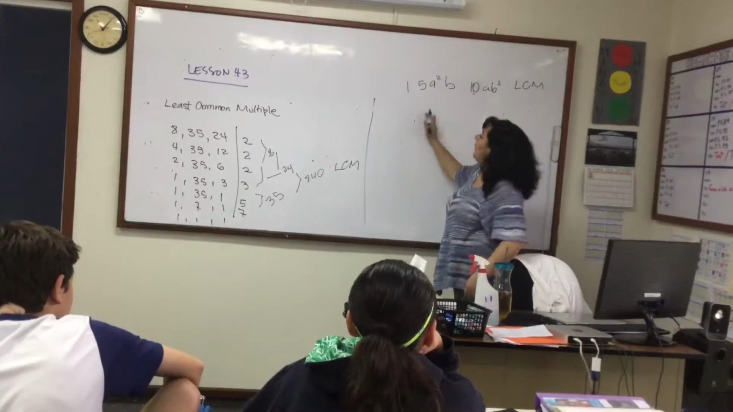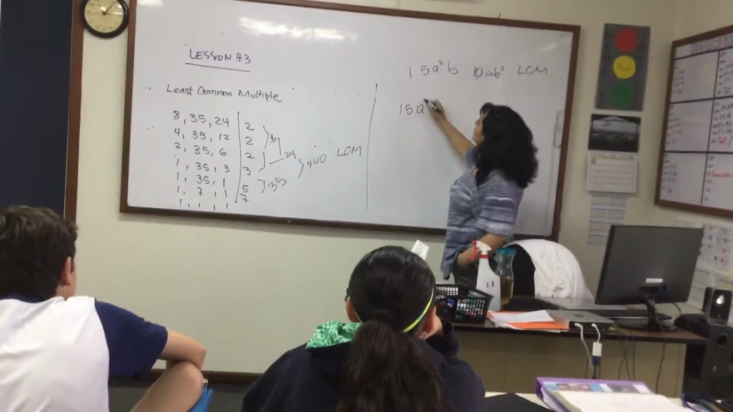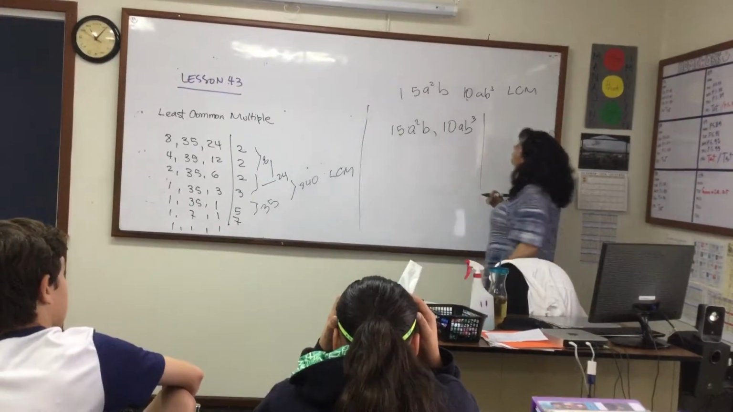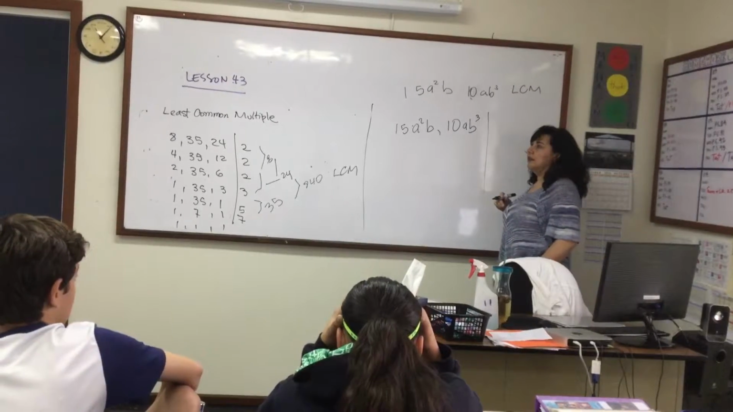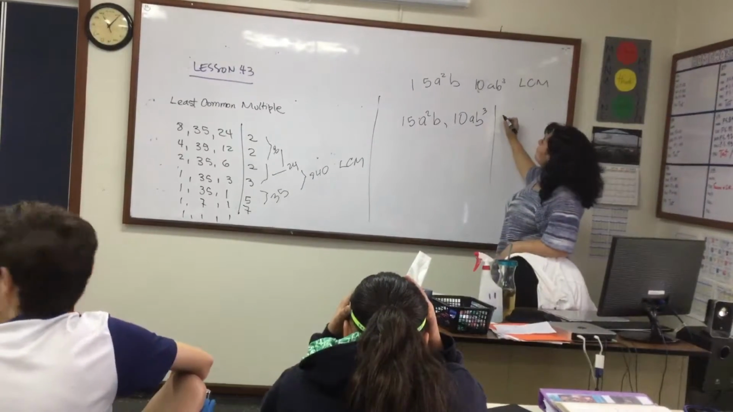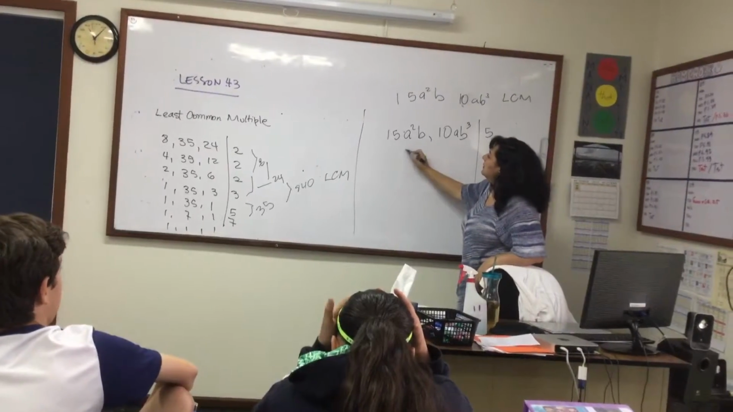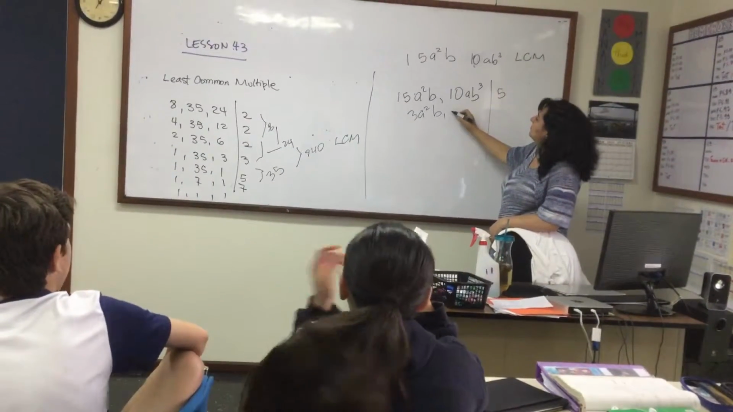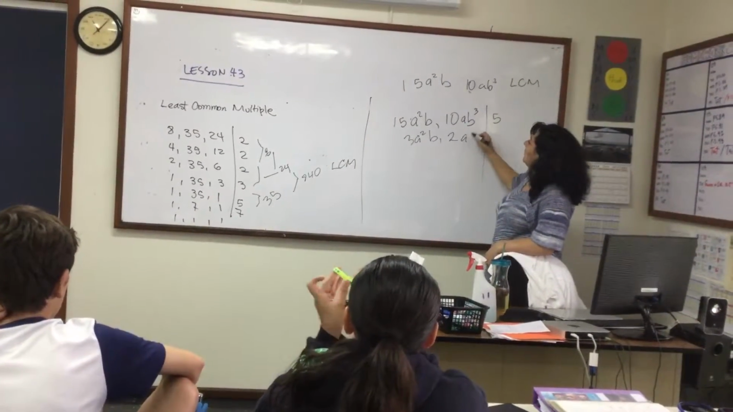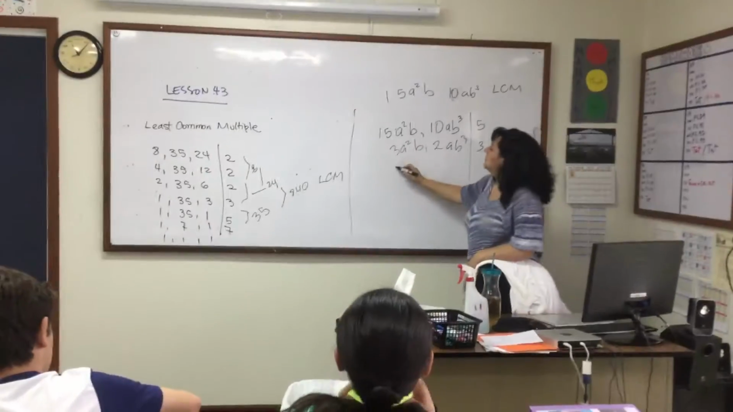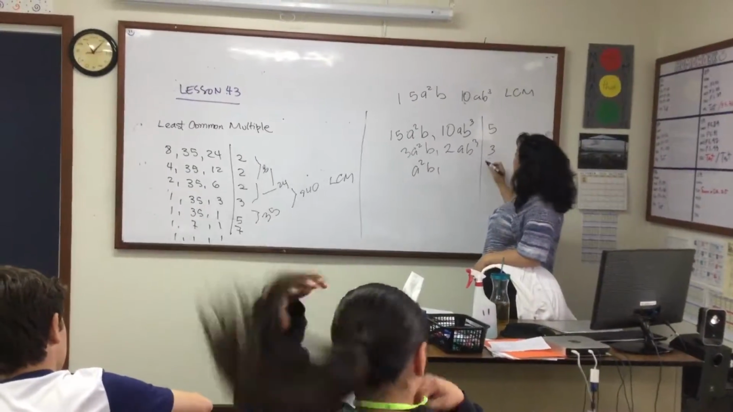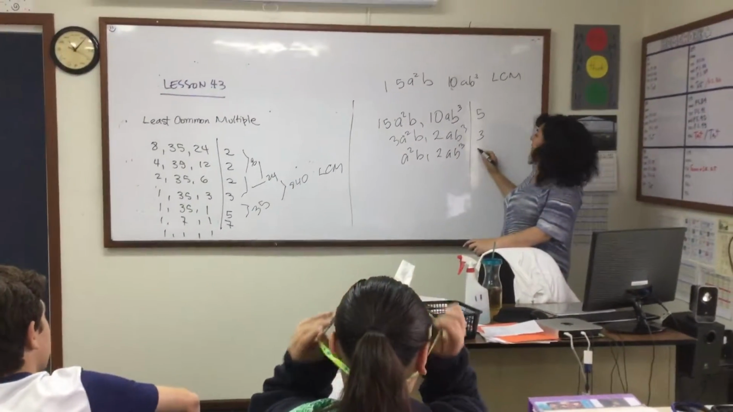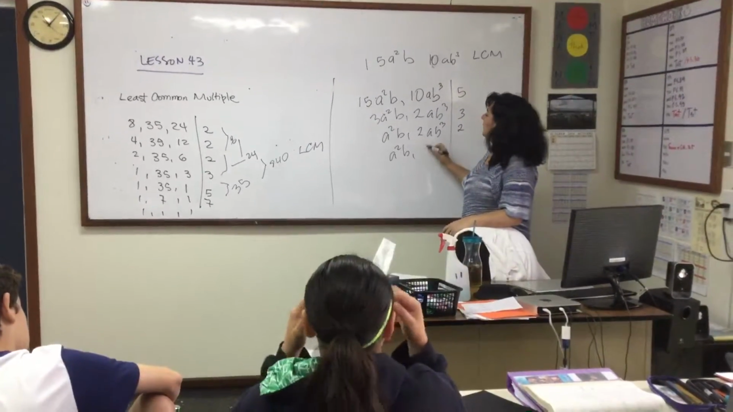Let's see if we can do it this way, shall we? We've got 15a squared b and 10ab cubed. Let's try the 5, and we've got 3a squared b, and we've got 2ab cubed. And then 2. So that gives us a squared b and ab cubed.